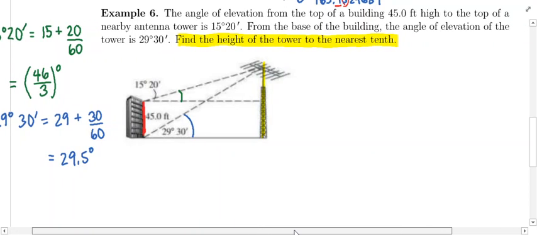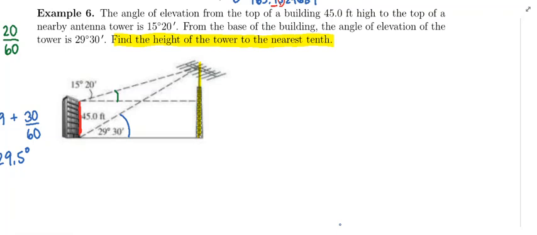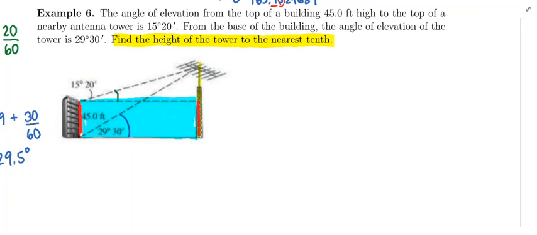Now let's talk about how we're going to attack this problem. When I look at this picture, I see several triangles that are formed. I also see a rectangle, so let's talk about the rectangle first. I see this rectangle that has been made. We know that this side of the rectangle is 45 feet, so that means this side that I'm coloring in red also has to be 45 feet.